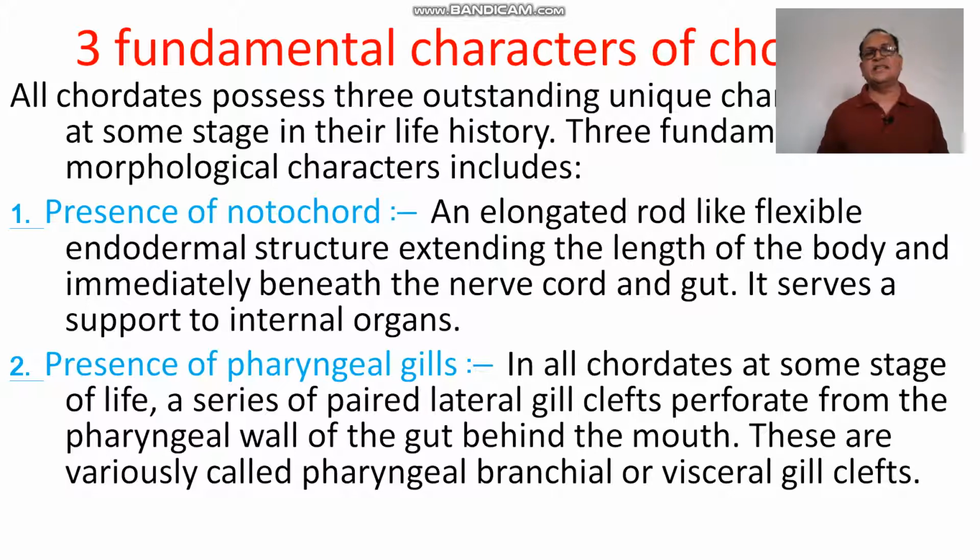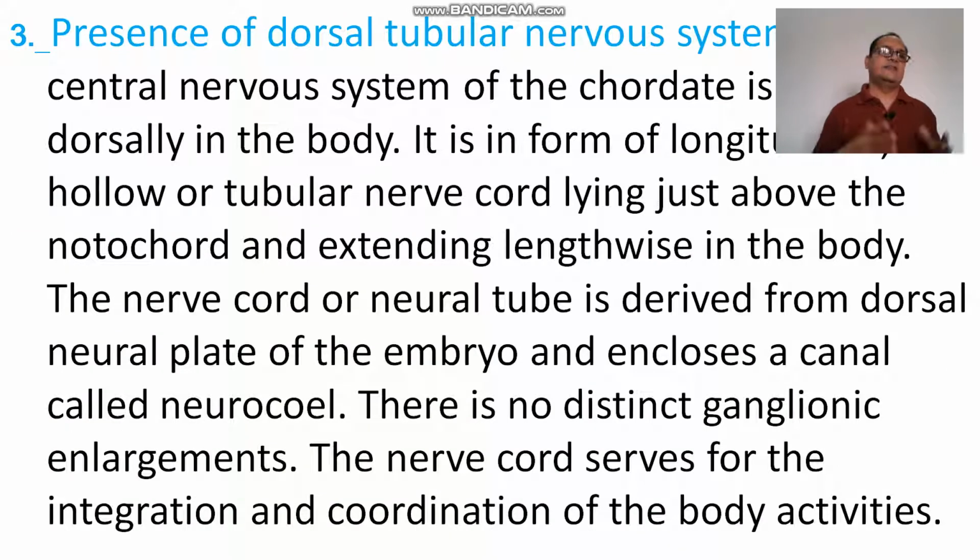Second one is the presence of pharyngeal gills. In all chordates at some stage of life, a series of paired lateral gill clefts perforate from the pharyngeal wall of the gut behind the mouth. These are variously called pharyngeal gills, branchial gills, or visceral gill clefts, etc. Third one is the presence of a dorsal tubular nervous system.